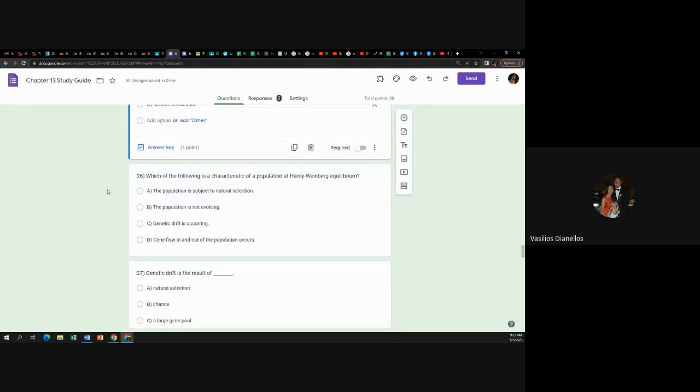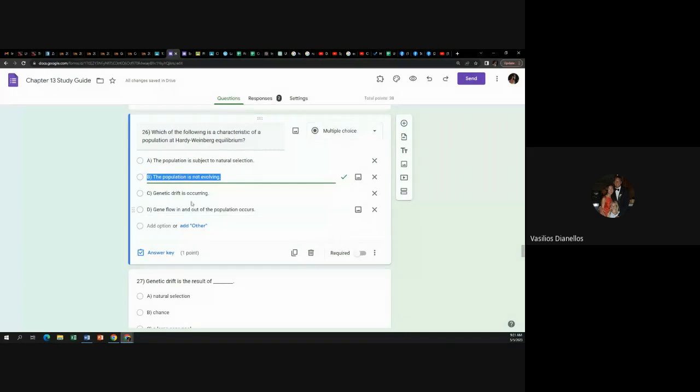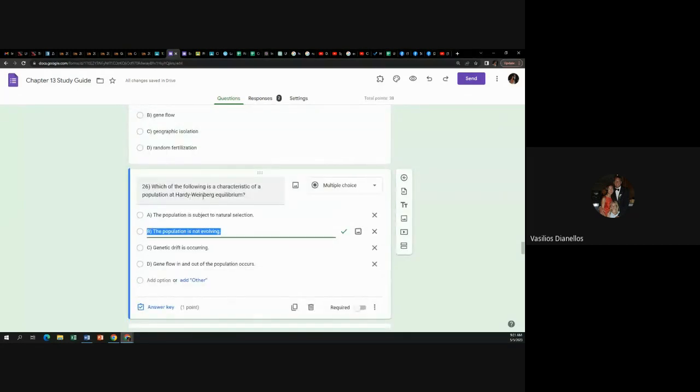All right. Which of the following is a characteristic of a population at Hardy-Weinberg equilibrium? I probably won't ask this because this is a really academic question, because in all honesty, things don't really get to Hardy-Weinberg equilibrium when you think about it. But anyway, let's talk about it just in case it is on the exam. And the answer is the population is not evolving. That's what it means. When it's at Hardy-Weinberg equilibrium, that means none of the allele frequencies are changing. None of the genotype frequencies are changing. So that means it's not evolving.